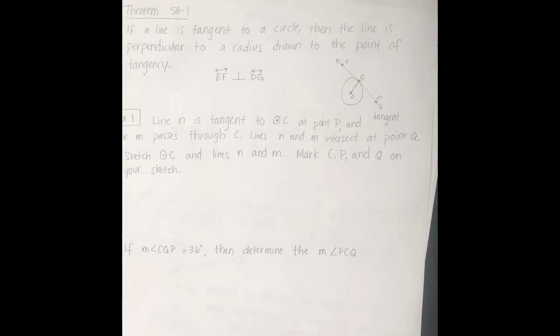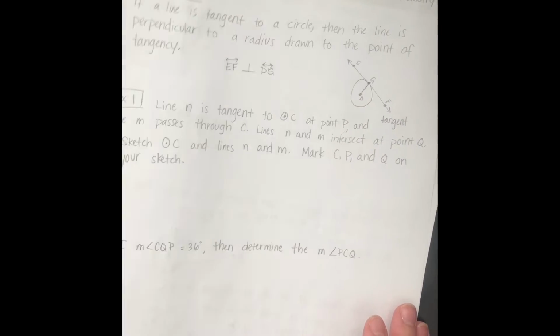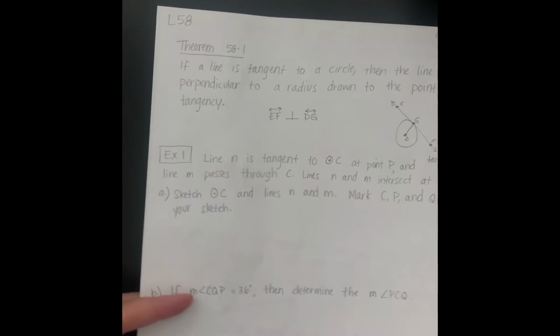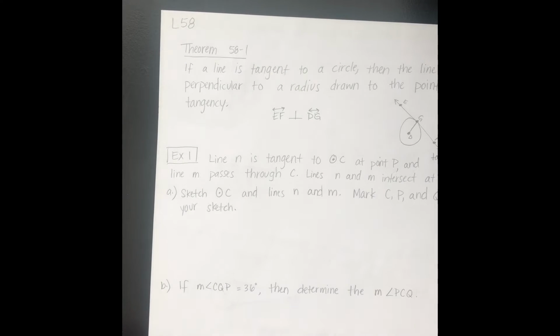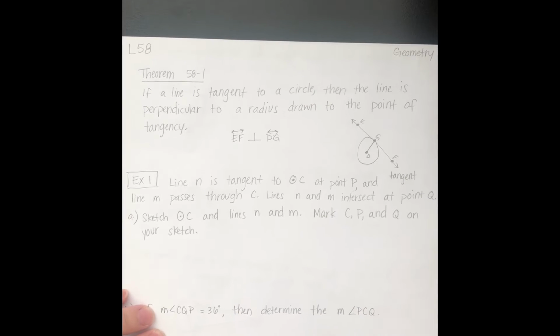This is lesson 58 for geometry, tangents and circles, part 1. So I'm going to get started with a theorem. But first I want to tell you that a tangent line lies in the same plane as the circle, and it's going to intersect the circle at just exactly one point. Theorem 5-8 kind of explains it.